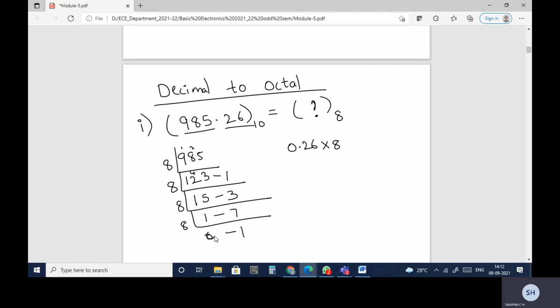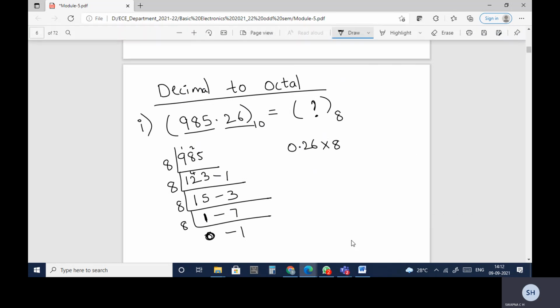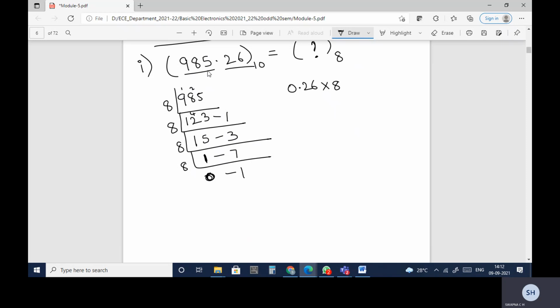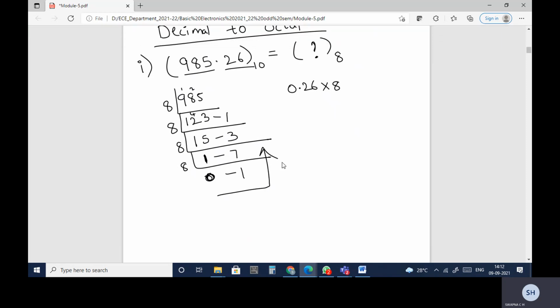Either you can terminate when you get a remainder as 0, or you can terminate when this value is lesser than 8. Since this is the integer part, you have to write it from bottom to top, and since this is the fraction part, again you need to multiply it by 8. 0.26 into 8, you need to multiply it.